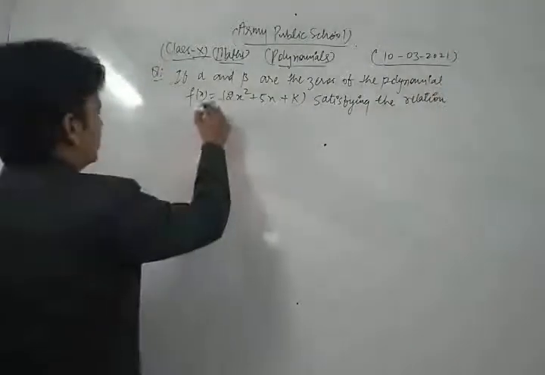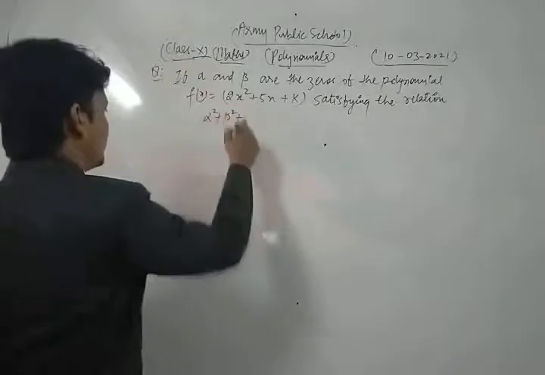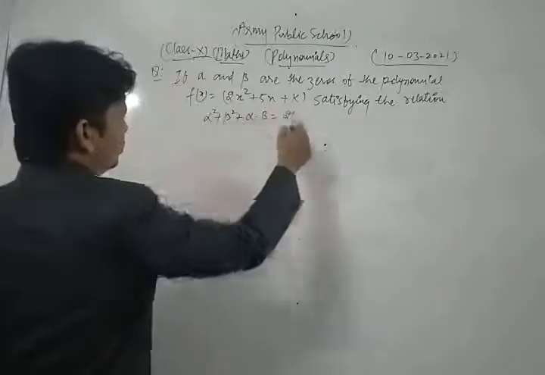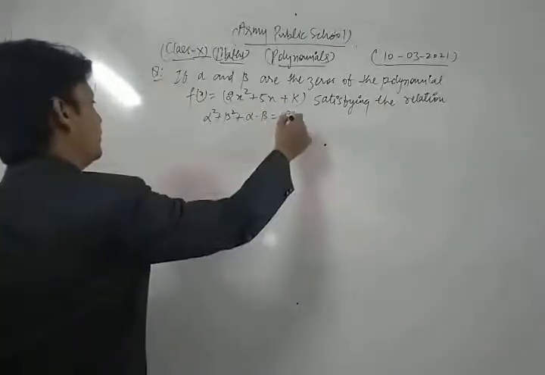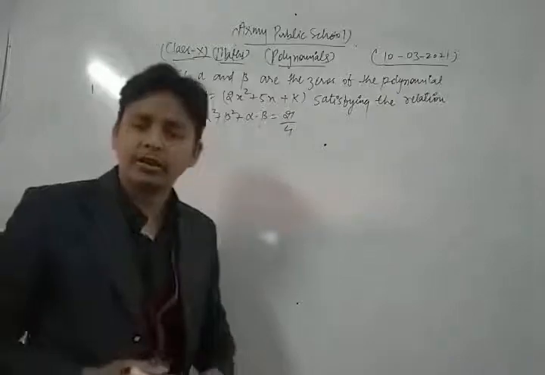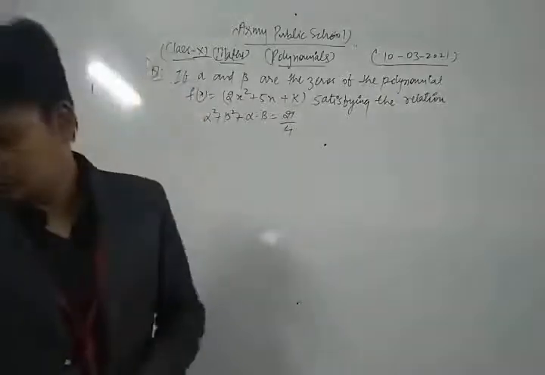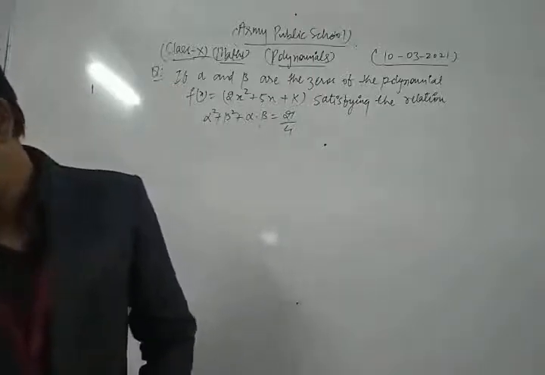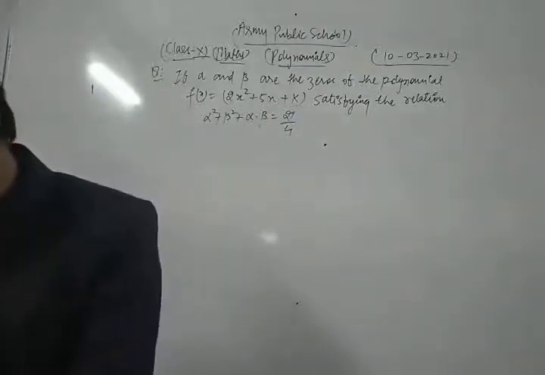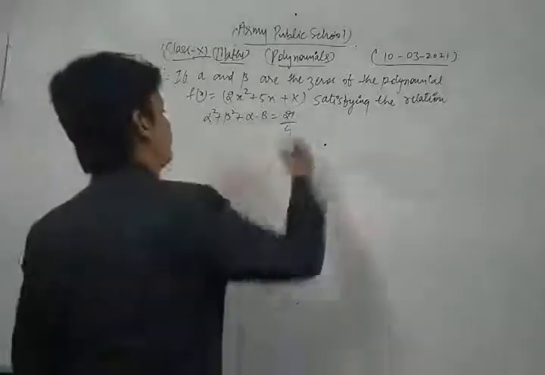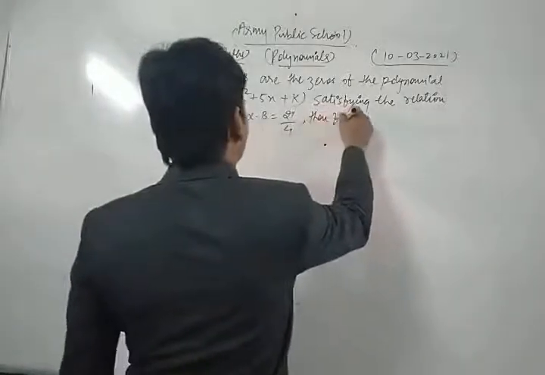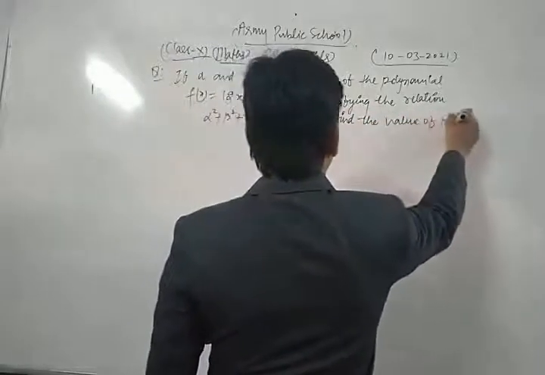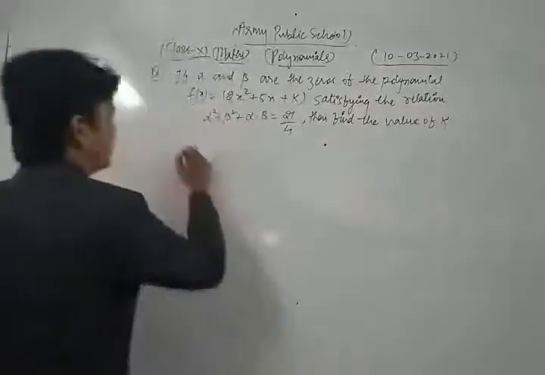alpha square plus beta square plus alpha into beta is equal to 21 upon 4. Then find the value of k. Okay, now let's see its solution.